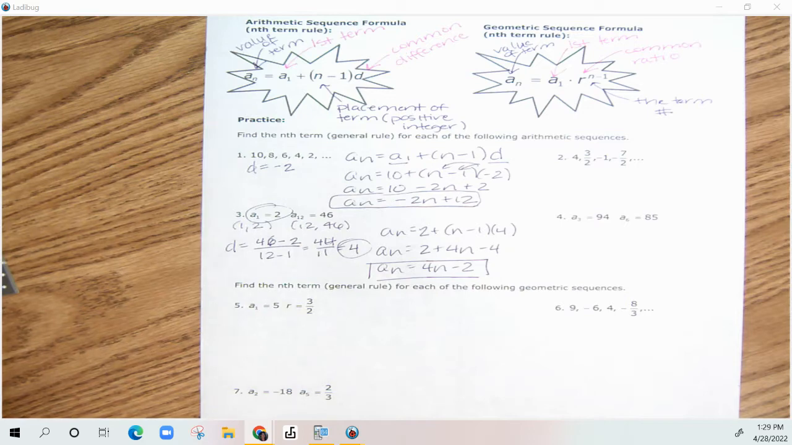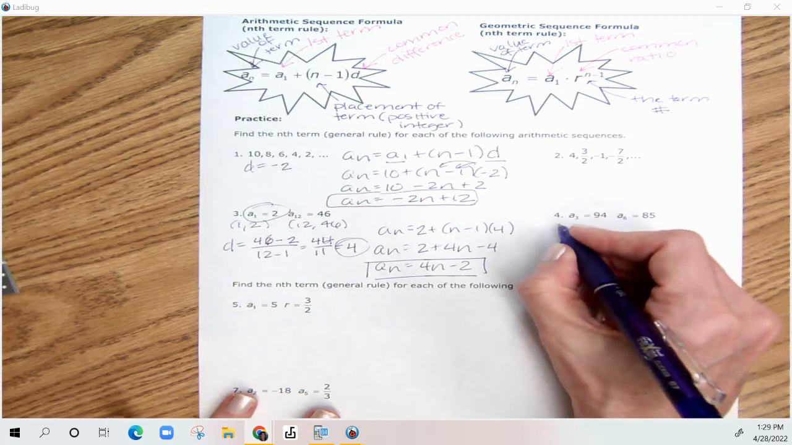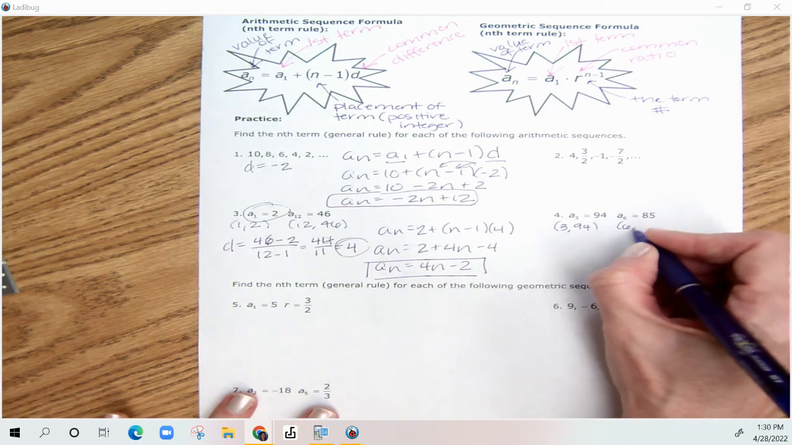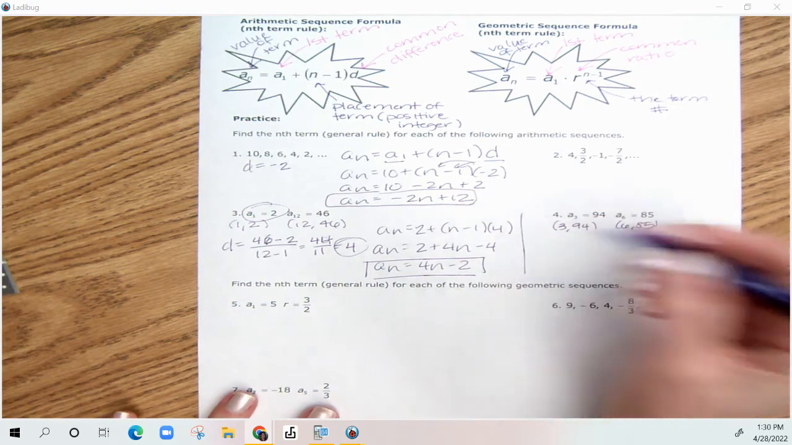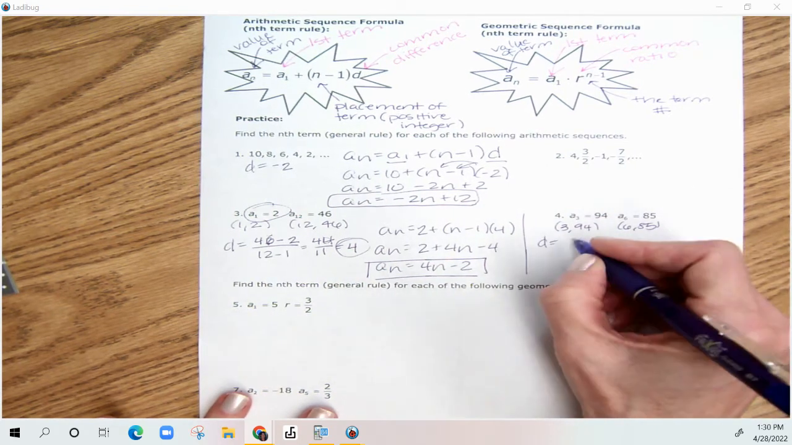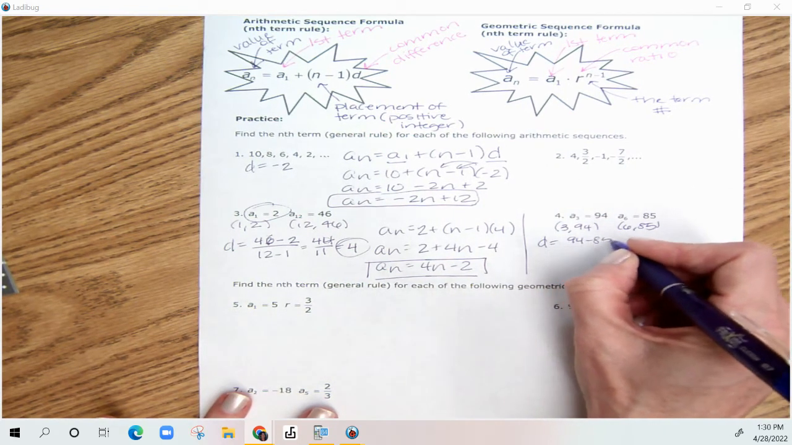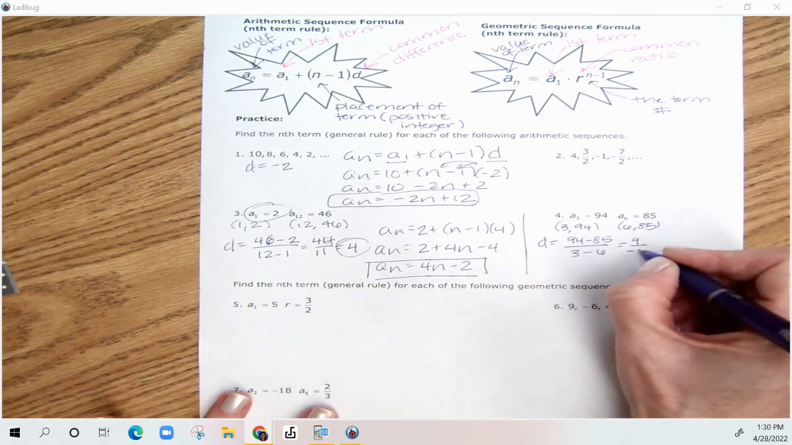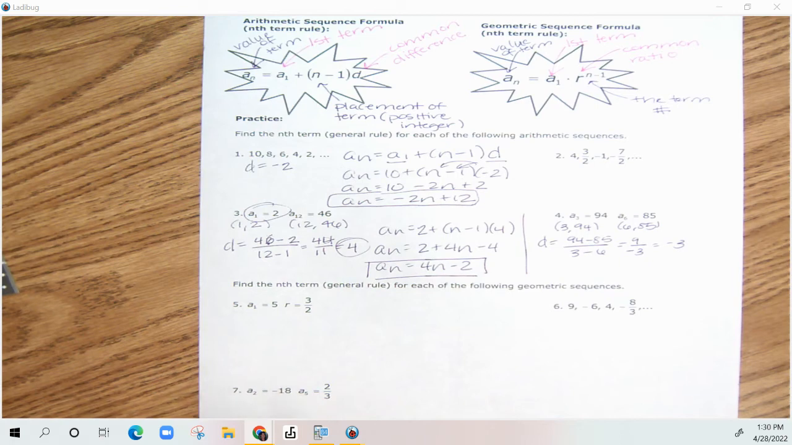This one's a little bit different because they actually didn't give you the first term. I don't know the common difference and I don't know the first term, but I know I can find the common difference by converting these to ordered pairs and using the slope formula. So I've got my common difference is -3.